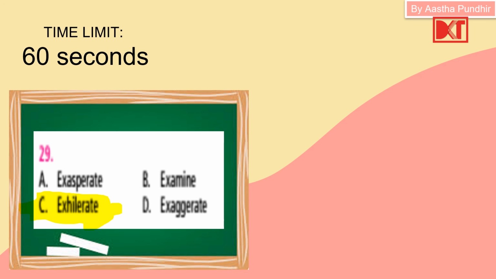All right. Then we have examine. Pretty sure you know what that means. And we have exasperate. Exasperate is also a verb which can be used when we say that this person is irritating someone. Okay, irritating or annoying.